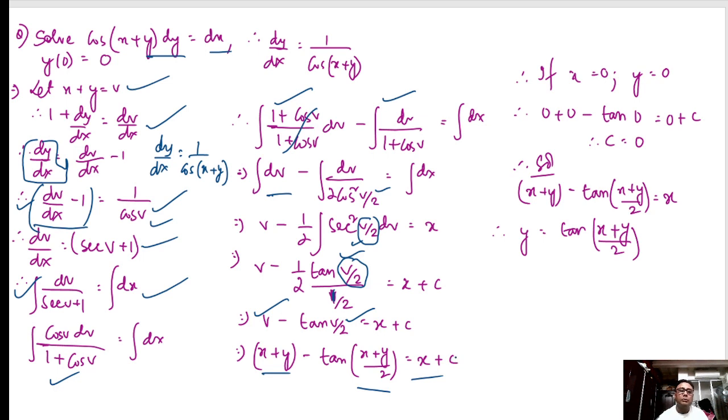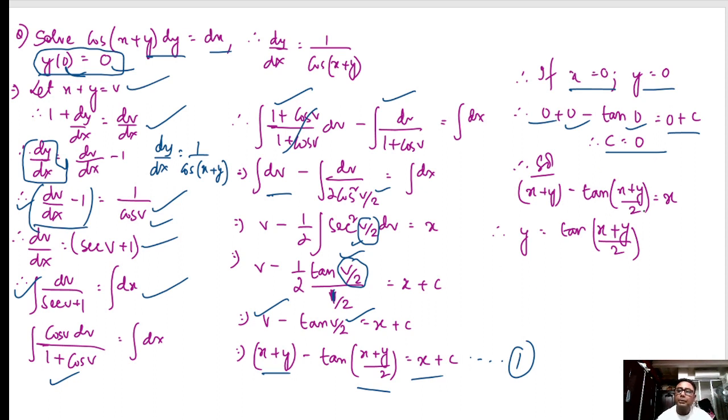Now see, there is one more thing. They are telling y of 0 equal to 0. It means when x is 0, the value of y will be 0. So if x is 0, y is 0. That means in this equation, in place of x put 0, in place of y put 0. So you are getting c equal to tan 0, so c should be 0.